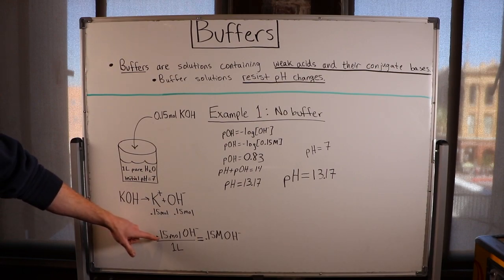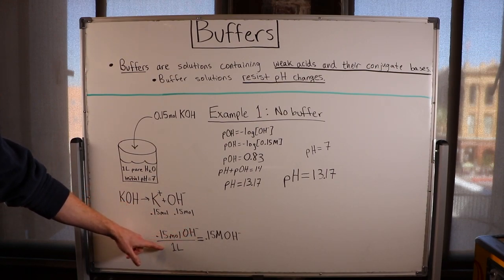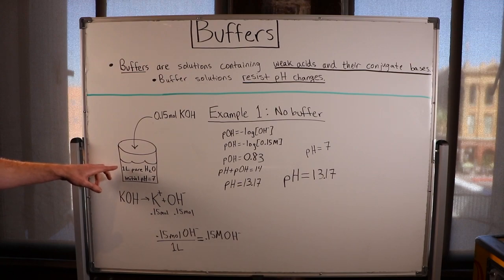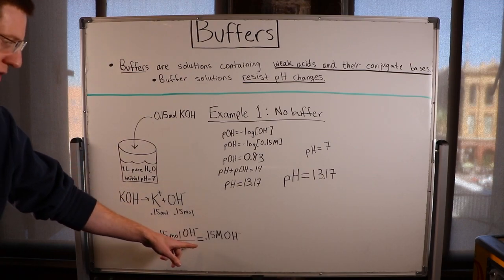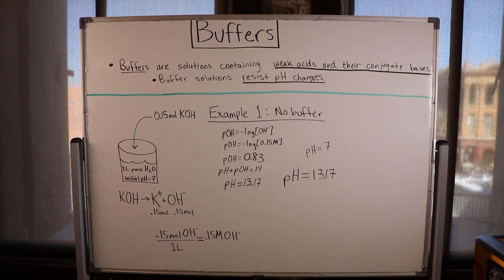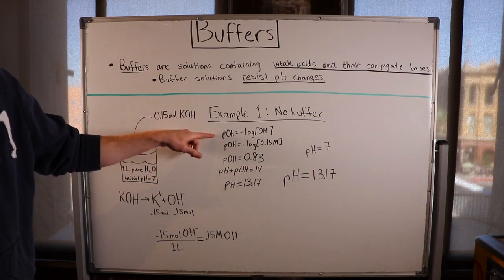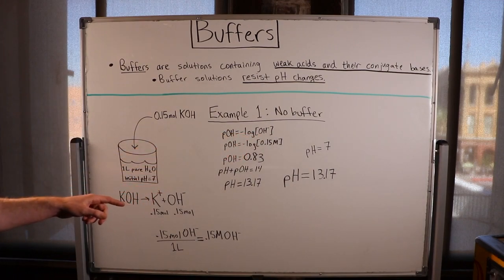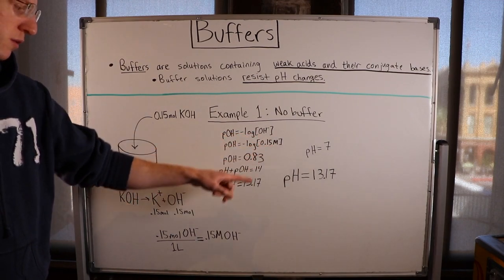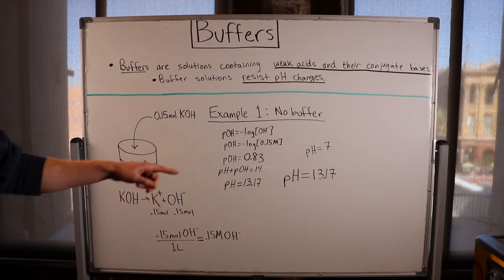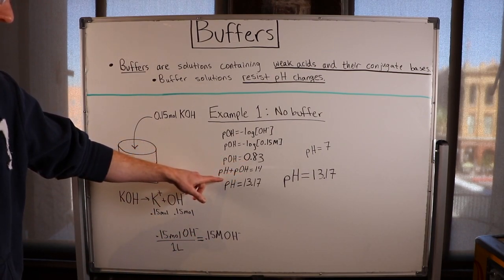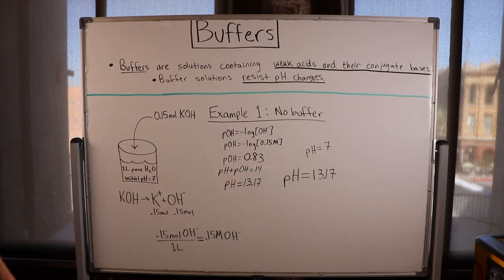So we know that 0.15 moles of hydroxide are going to be floating around in 1 liter of total solution, and that is going to give us a 0.15 molar concentration of hydroxide. In order to find the pH from this change, we're first going to have to find the pOH since we have hydroxide. pOH is the negative log of OH minus, and when you plug in 0.15 for your hydroxide concentration, you get a pOH of 0.83. And then since we know pH plus pOH is 14, we know that the pH is 13.17.